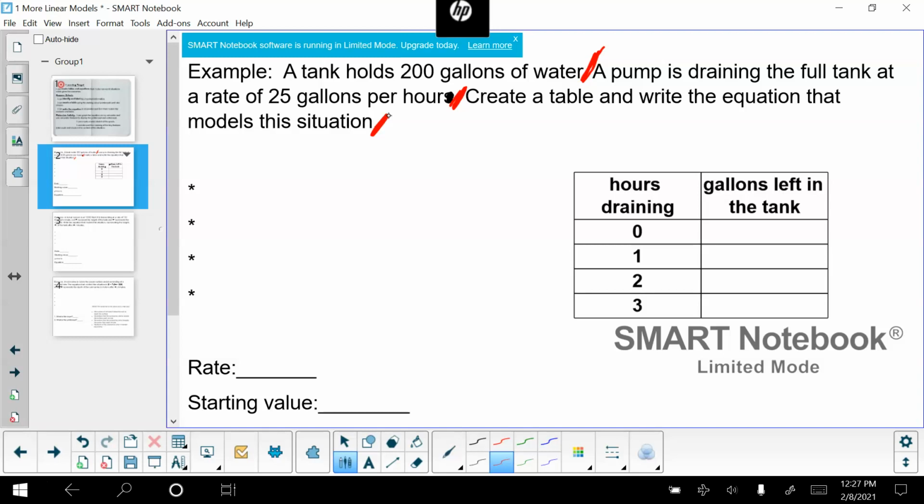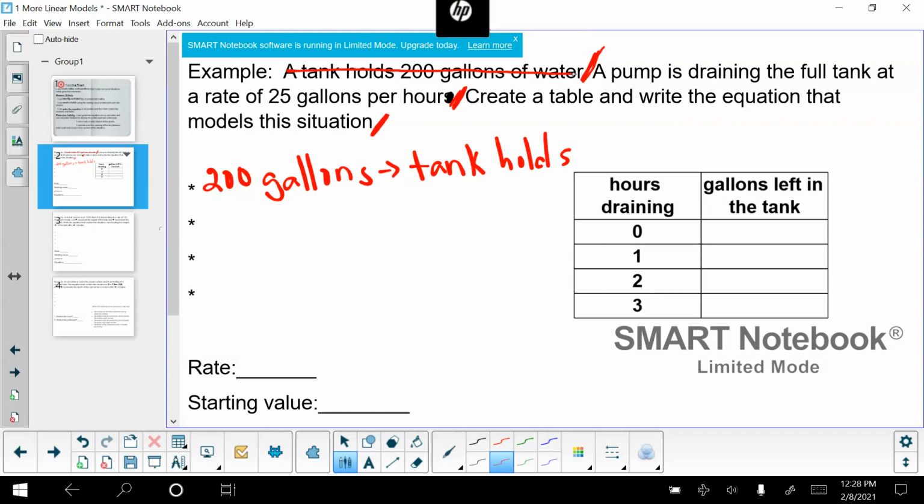A tank holds 200 gallons of water. Now what's mathematically important from that is the 200 gallons of water, so I'm going to go ahead and write that down. And I'm going to make myself a note that this is what the tank holds. And that's the first sentence. I'm going to mark through it just to remind myself that I've read it and I've pulled out the important information. Second section, a pump is draining the full tank at a rate of 25 gallons per hour.